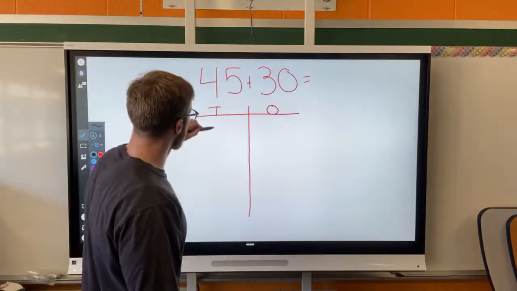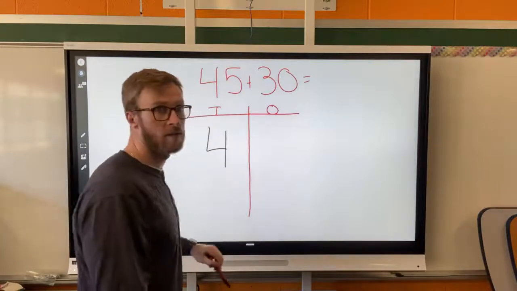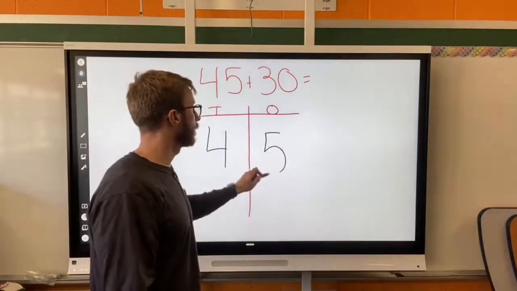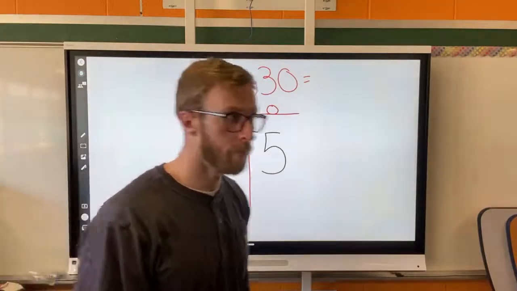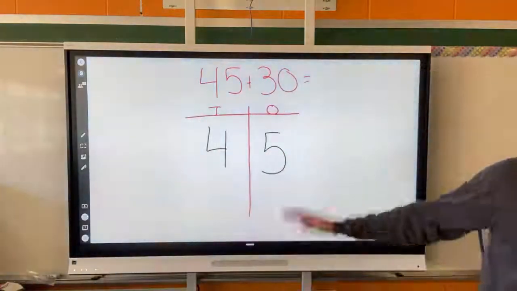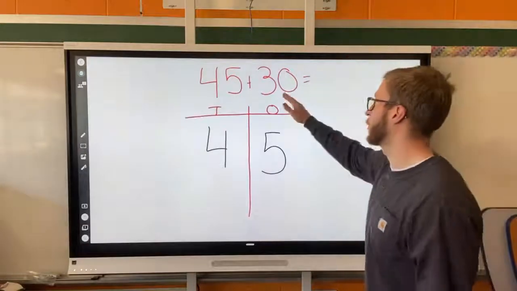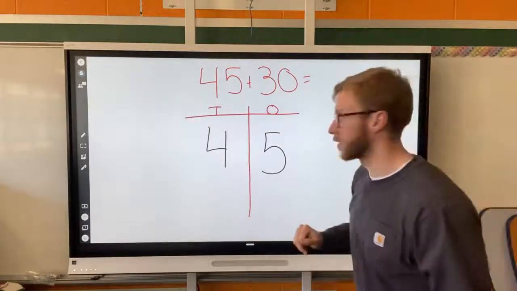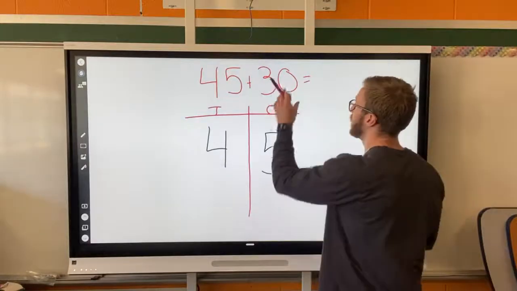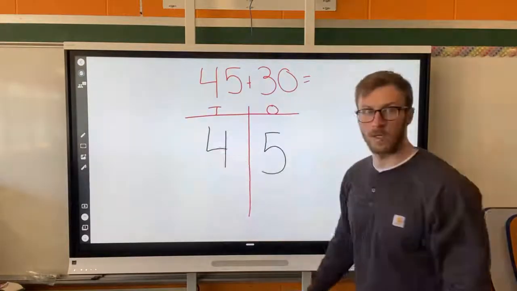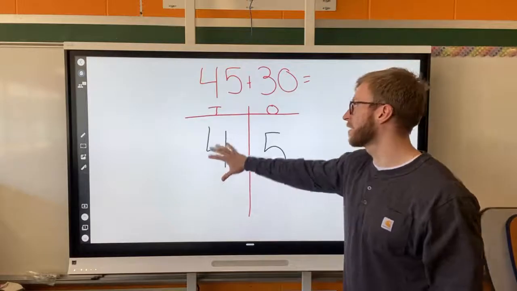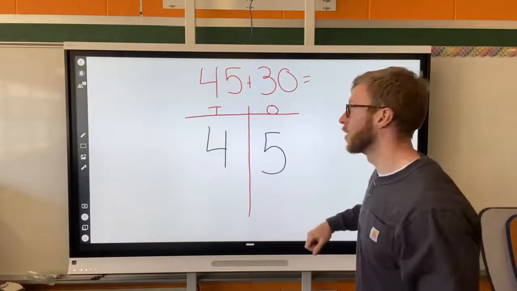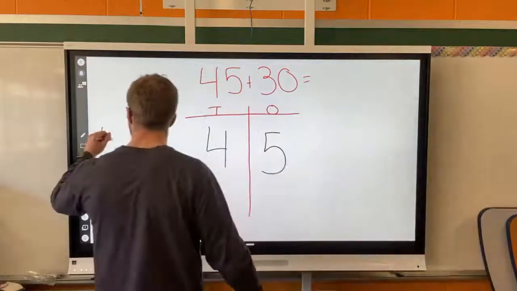So I have 4 10s, so I write a 4 on the 10 side. And I have 5 1s, so I write a 5 on the 1 side. Okay? So we're taking 45 and we're adding 30. So let's add our 10s and 1s together. Because I'm not just going to add 30, I'm going to add however many 10s there are to these 4 10s. So we have 4 10s plus how many 10s? 3 10s. So we need to do 4 plus 3.